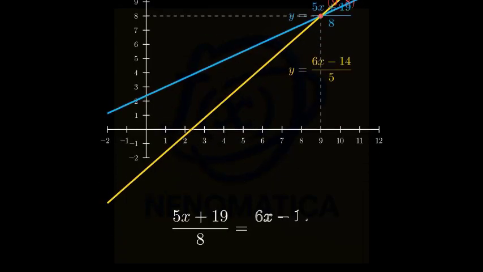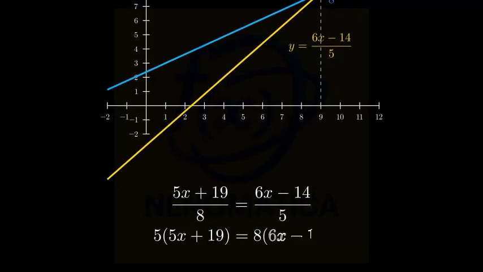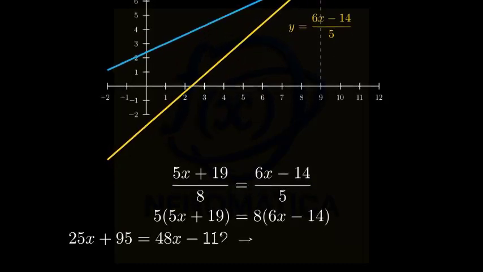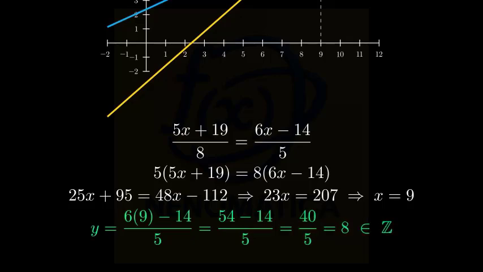We set the two right-hand sides equal. (5x plus 19) over 8 equals (6x minus 14) over 5. Cross-multiply to get 5 times (5x plus 19) equals 8 times (6x minus 14). That simplifies to 25x plus 95 equals 48x minus 112, giving 23x equals 207, so x equals 9. Substituting back, y equals 8, which is an integer. That means x equals 9 is a valid solution of the floor equation.